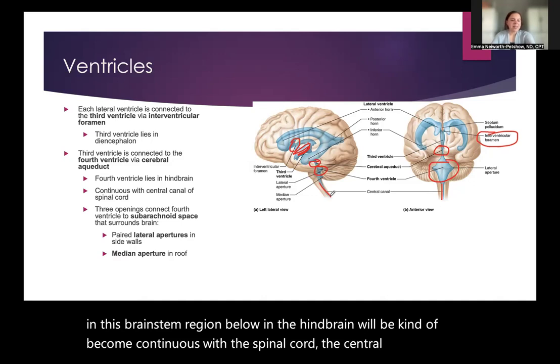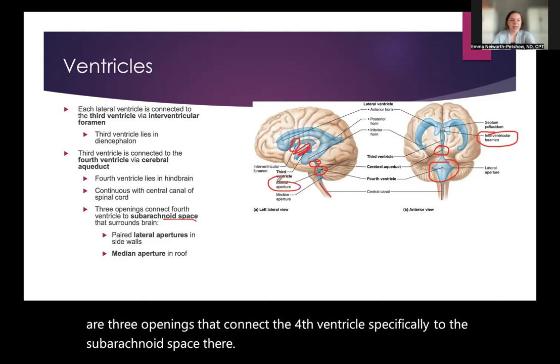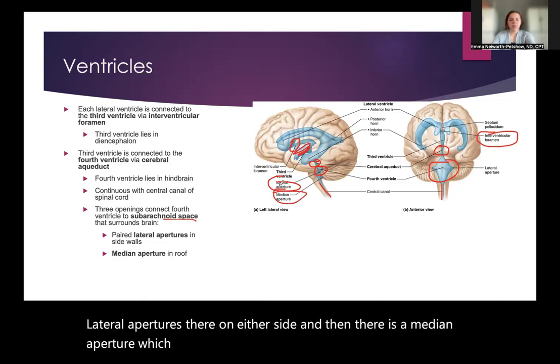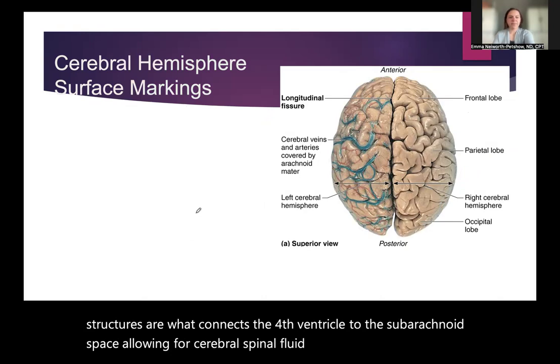There are three openings that connect the fourth ventricle specifically to the subarachnoid space. There are lateral apertures on either side, and then there's a median aperture, which is located on the roof. All these three structures connect the fourth ventricle to the subarachnoid space, allowing cerebral spinal fluid to bathe the brain.